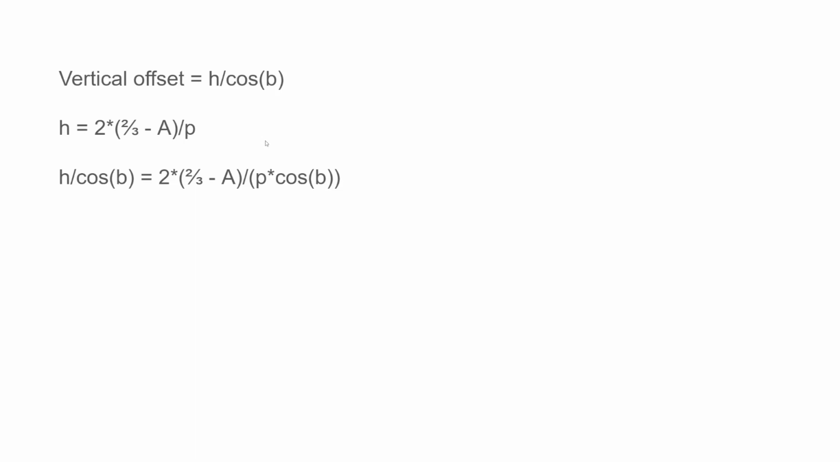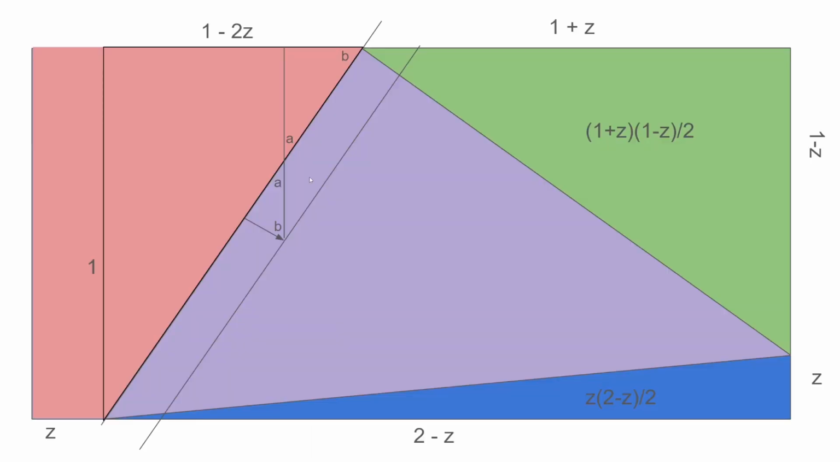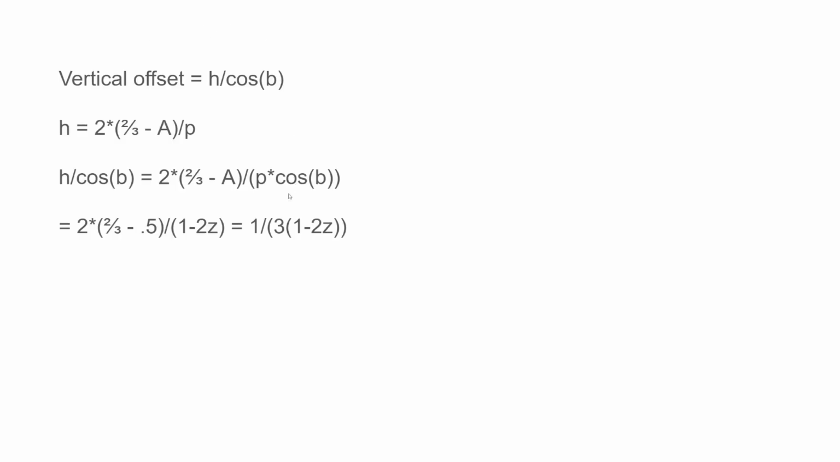And so I can fill in some things here. So now h over cosine beta, all I'm doing is adding a cosine beta to the denominator of what I have here. But now P times cosine beta, by this same exact picture I have back here, P is the base of this big triangle. So P times cosine beta is just this side of the triangle, 1 minus 2z. So I can replace this with 1 minus 2z. I know the area of that shape is always a half, and so this whole thing is going to simplify quite nicely to 1 over 3 times 1 minus 2z.